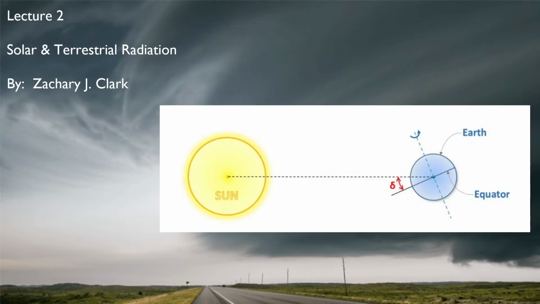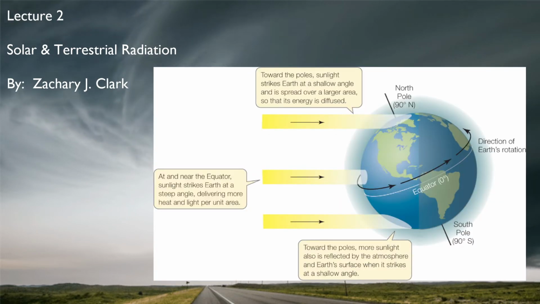Let's talk a little bit about this picture here. Toward the poles, sunlight strikes the Earth at a shallow angle and is spread over a larger area so that the energy is diffused. So it's spread out. Right here in the middle, at and near the equator, sunlight strikes Earth at a steep angle, delivering more heat and light per unit area. And down at the bottom, toward the poles, South Pole in this case, more sunlight also is reflected by the atmosphere and Earth's surface when it strikes at a shallow angle. It's basically the same in the South and North Pole. You get a more shallow angle. At the equator, though, we get more sunlight and a steeper angle.